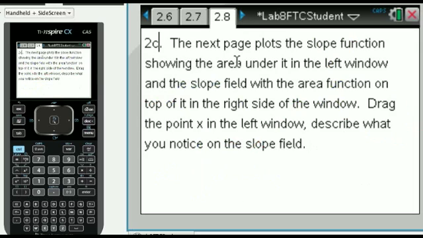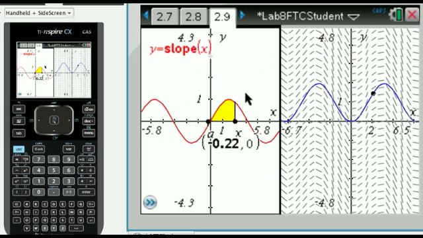Okay, after they explore that, then they're asked to go and explore this on top of a slope field, where they can actually drag the upper limit of integration. And so here they grab a hold of the upper limit of integration and pull it. And we have a split screen where you can actually see the area function along with the area point, this one right here, coming out and being visible.